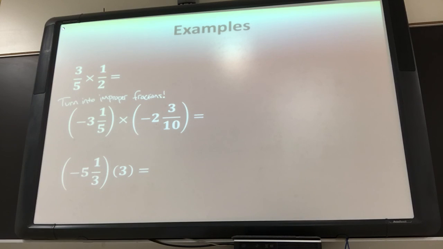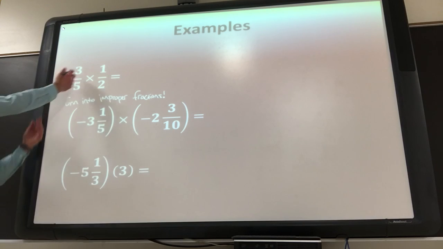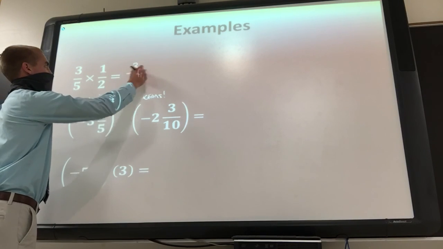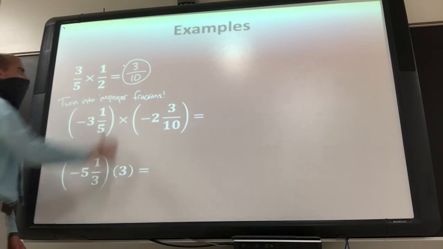Okay, so for 3/5 times 1/2, what do we get for that? Chris, what did you get? 3/10. 3/10, yeah. 3 times 1, 5 times 2. 3/10 would be our answer.